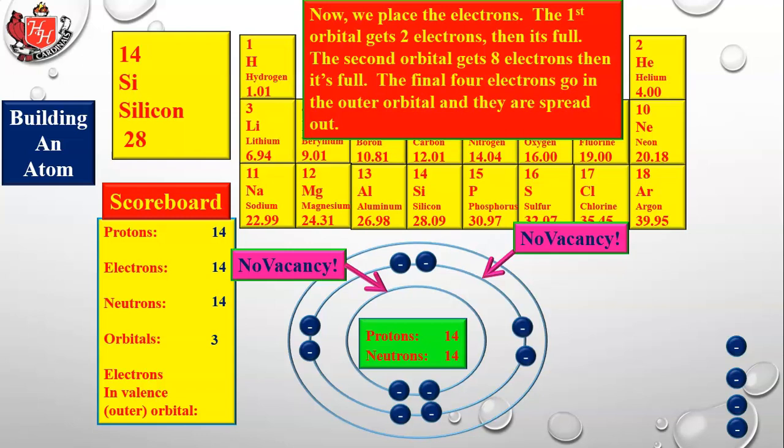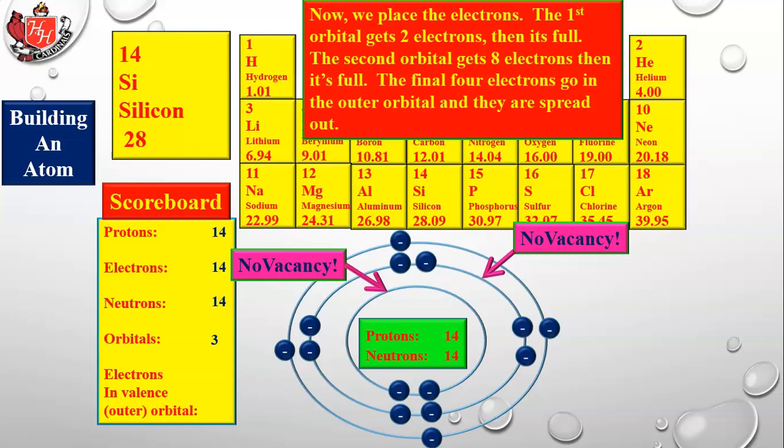Okay, so the final 4 electrons go in the outer orbital, and they're spread out, just like we did in the second. 1, 2, 3, 4. And that takes care of all the electrons. So how many valence electrons do we have? How many are in the outer orbital? Well, you can count. There's 4.